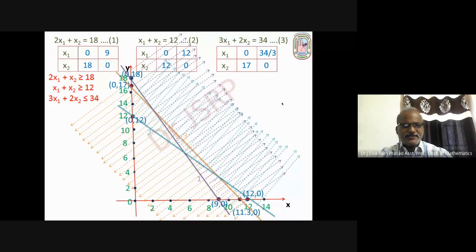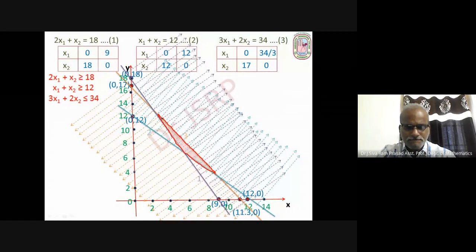Right. Now identify the common region for the 3 regions. Okay. So for second line this side, for first line this side, for third line this side. So the common region is between these. This is this small narrow part. This is the common region. This is the feasible region. This narrow part. Okay. So this is feasible solution region.